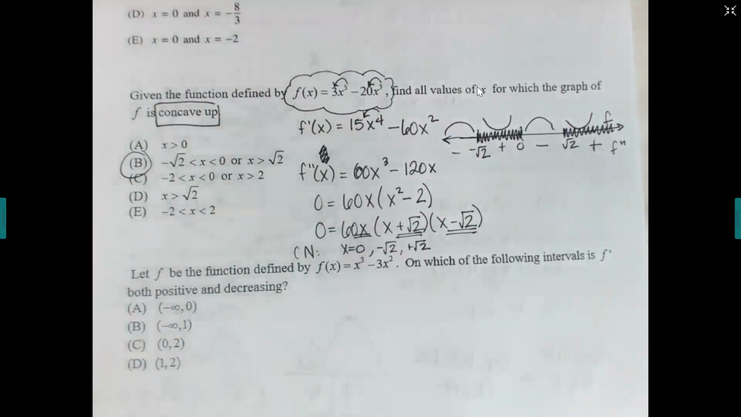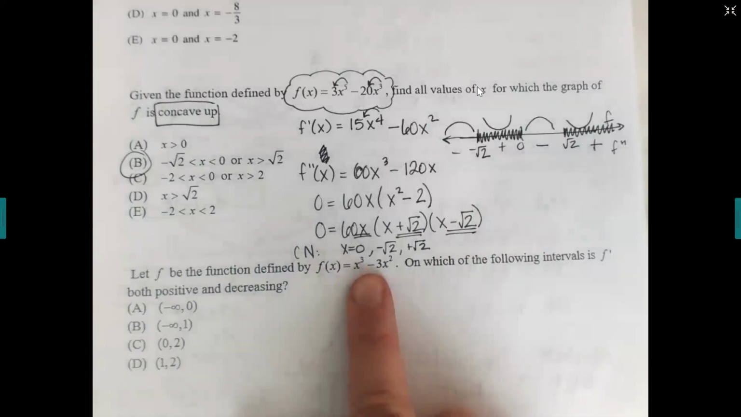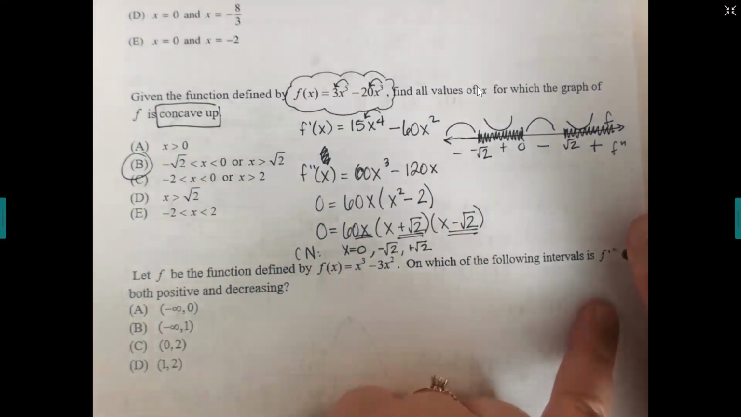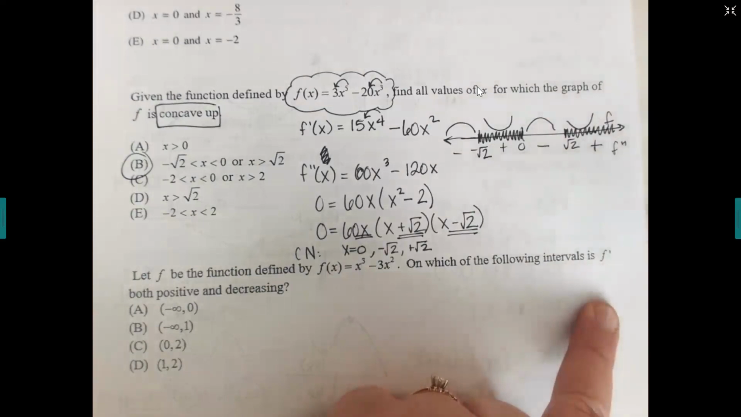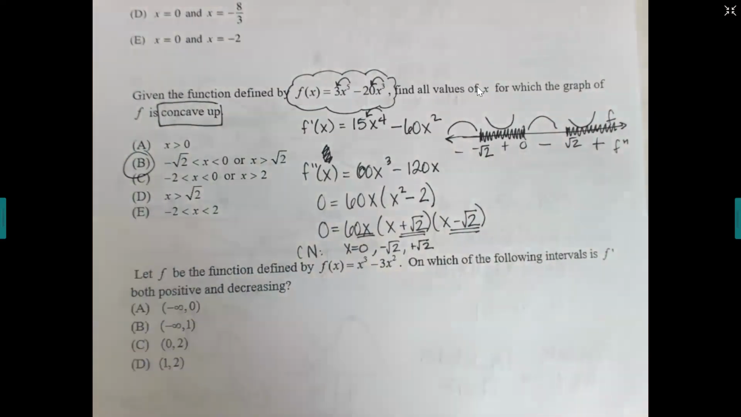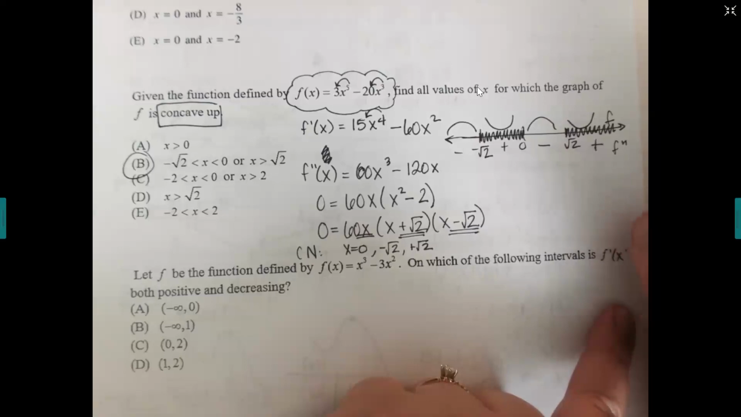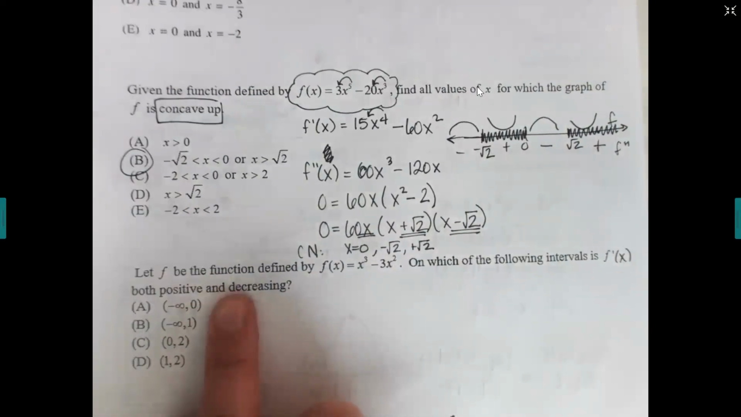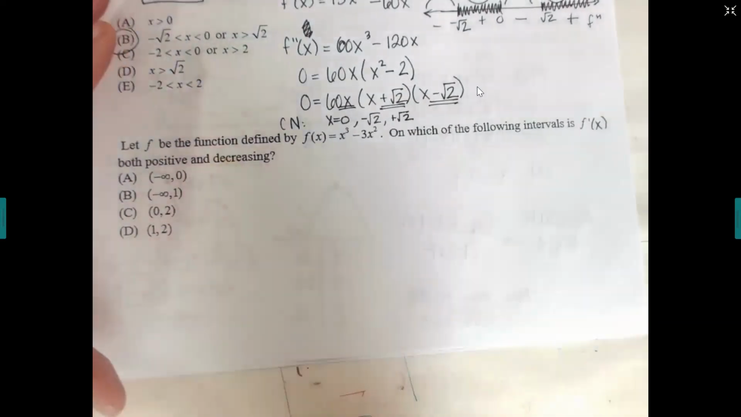Take a look at the next one. It says, let F be the function defined by, you have an equation. And then it says, on which intervals is F prime of X positive and decreasing. This is a little bit confusing, but let's break it down.